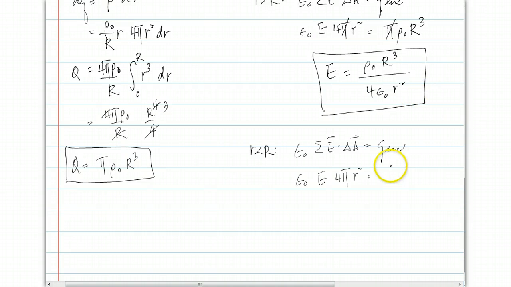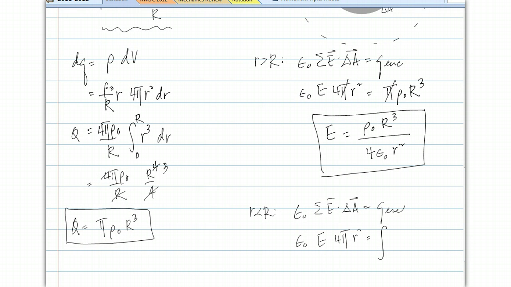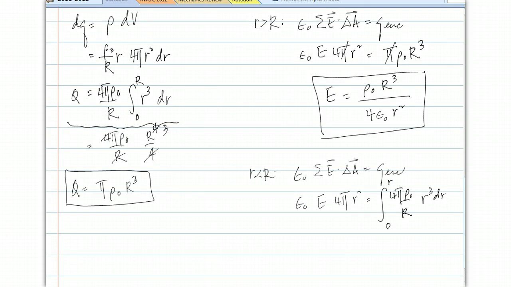And to do that, I'm going to have to integrate. I'm going back up to look at right here, 4 pi rho naught over R, integral of r cubed dr. And this time we're going from 0 to some fixed value r. Little notation difficulty, but I think you understand what I mean.